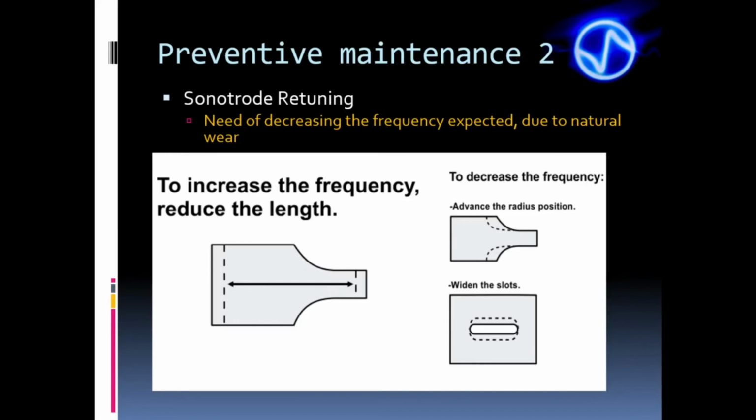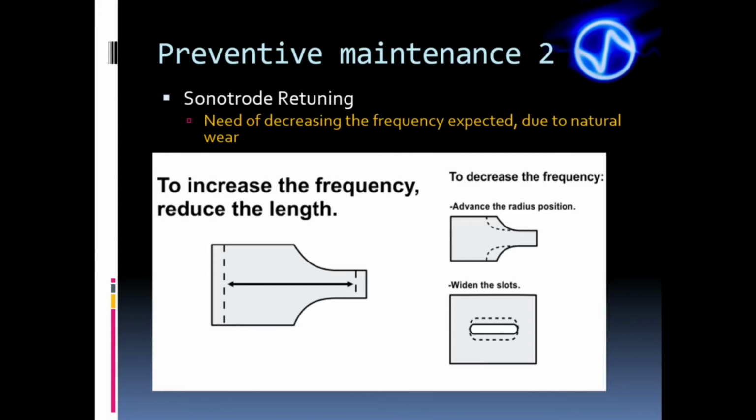In regard to frequency deviation, it is possible to work around the problem. If we determine in the test steps of the previous process that the horn has a frequency higher than the maximum tolerance, we should remove the material by machining it, increasing the slots or moving the radials forward to decrease the frequency.